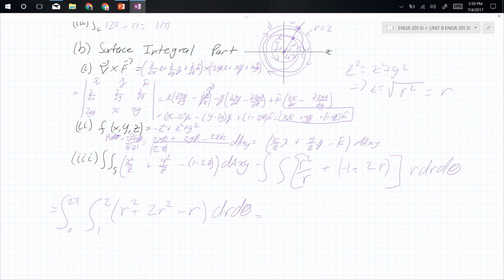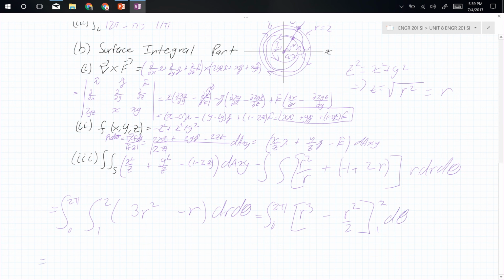And I'll go ahead and just make this 3r squared minus r. All right, and I'll go ahead and integrate r. So it's going to be the integral from 0 to 2 pi of r cubed minus r squared over 2, from 1 to 2, d theta.